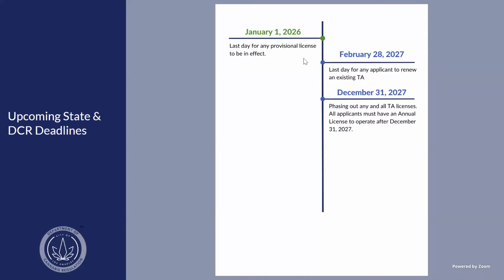applicants are not going to have provisional licenses at the state level anymore beginning on January 1st of 2026. So all of our existing licensees need to transition to a local annual license and a state annual license before the business is no longer eligible for provisional licensure at the state level. So December 31st, 2025 is the last day any business will be allowed to operate under a provisional license.